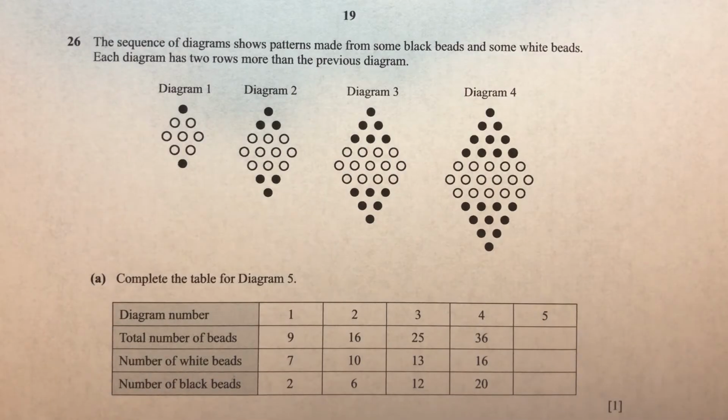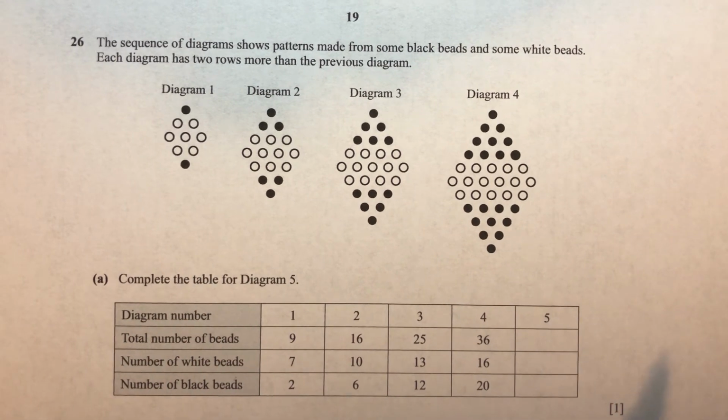Question number 26. The sequence in the diagrams shows patterns made from some black beads and some white beads. Now part A. Complete the table for diagram 5. So we can see that 4, 16, 25, 36 are all square numbers. So the next one will be a square number as well, which will be 49.